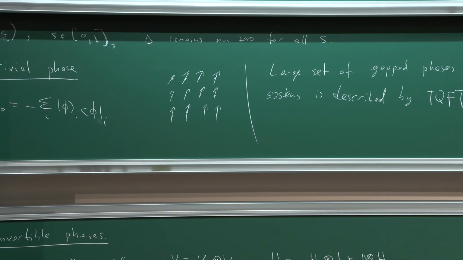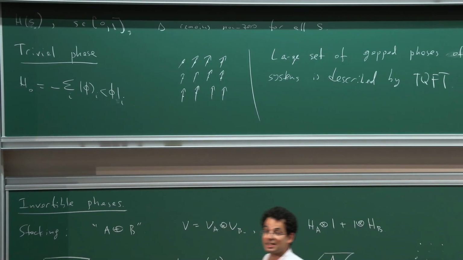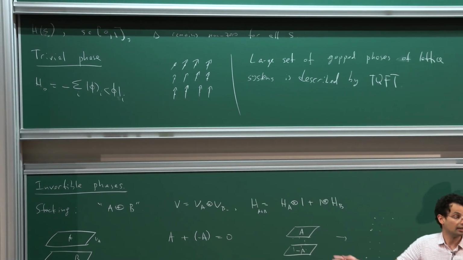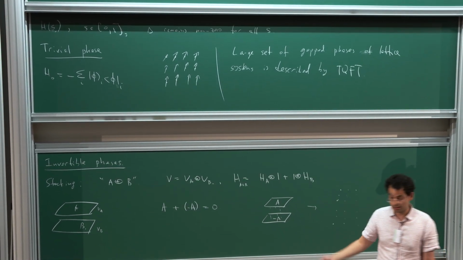So the set of gapped states that possess an inverse will be called invertible gapped phases.